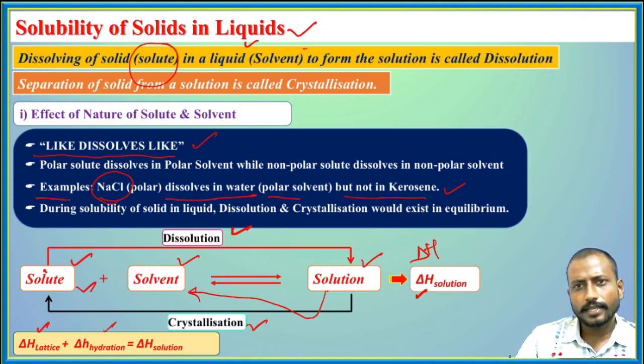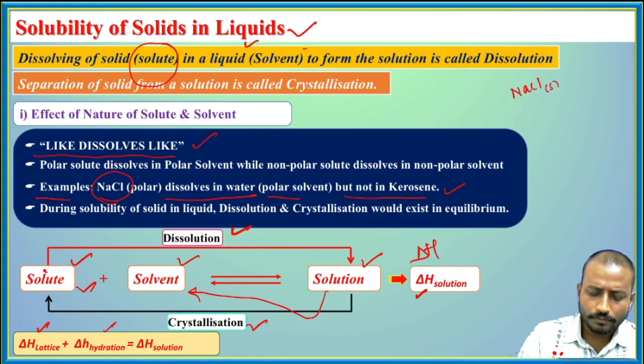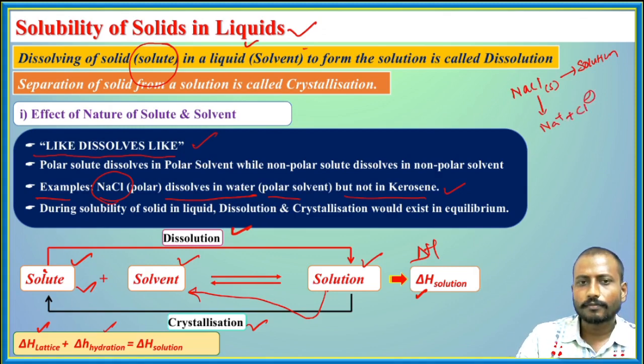What is the delta H lattice energy? So when you are dissolving sodium chloride solid into water, sodium chloride should break down into Na plus and Cl minus. The amount of energy required to separate the ionic compound into its respective ions is called lattice energy. Since you are separating the ions, you have to spend energy. So delta H lattice is always positive.